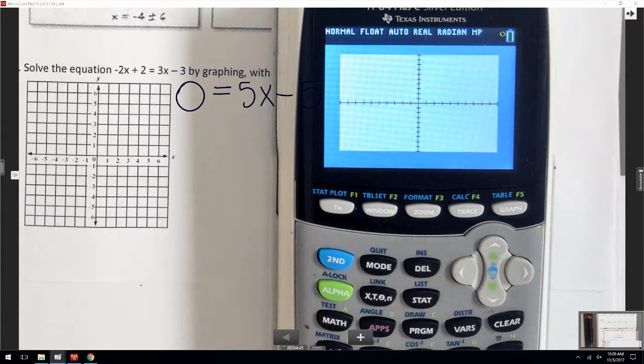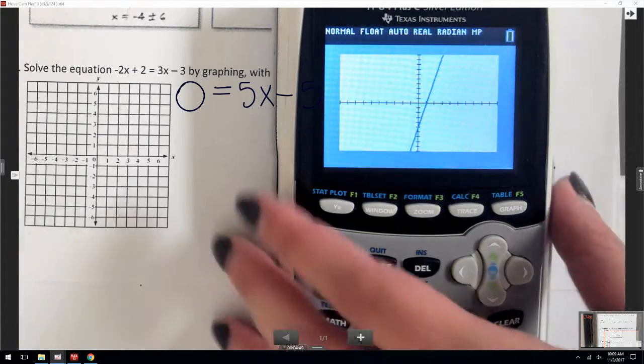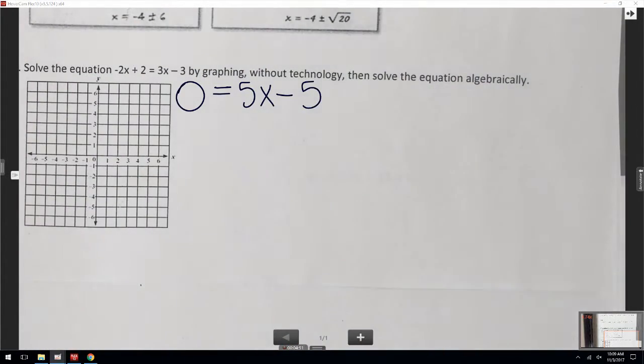Huh? Does it say without technology? I thought it said by graphing. This is by graphing. Oh, oops. Gotta read directions. Oops. Okay. Yes. Just a minute, yes.